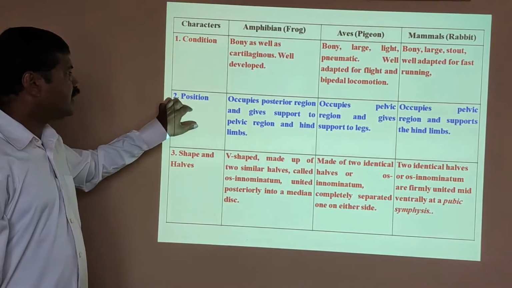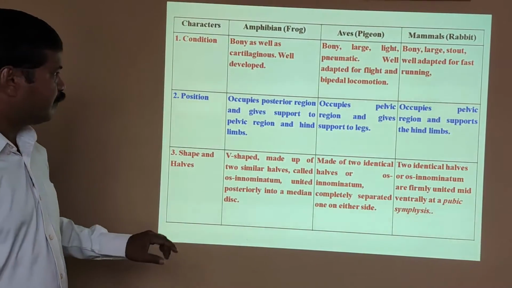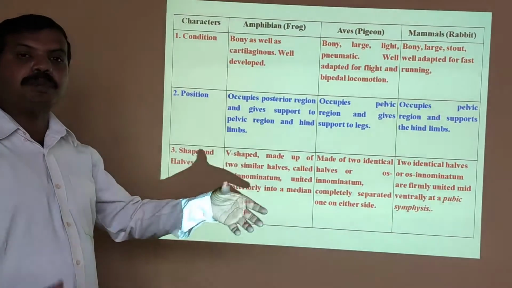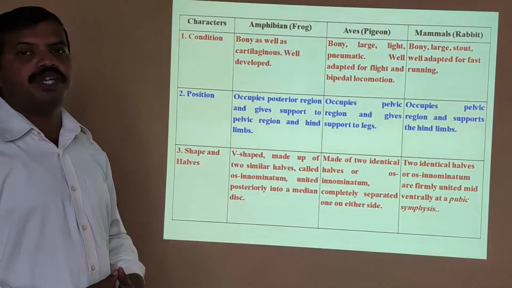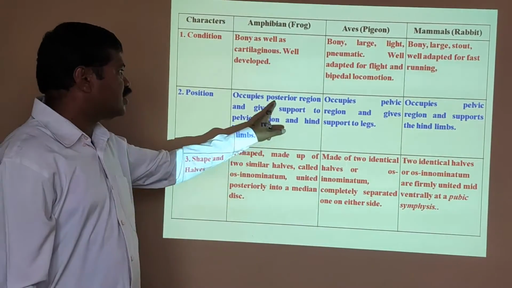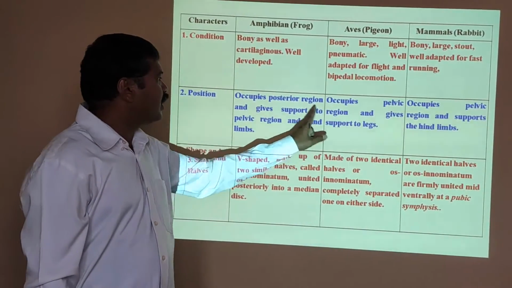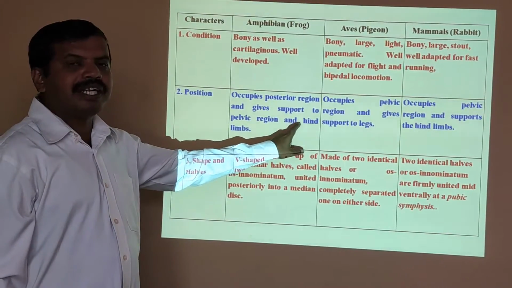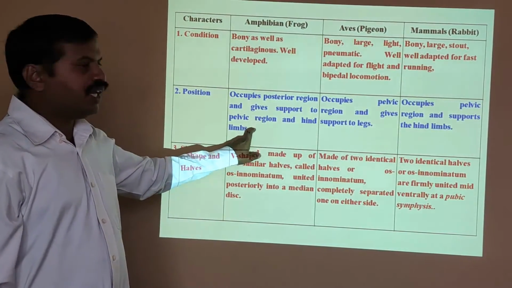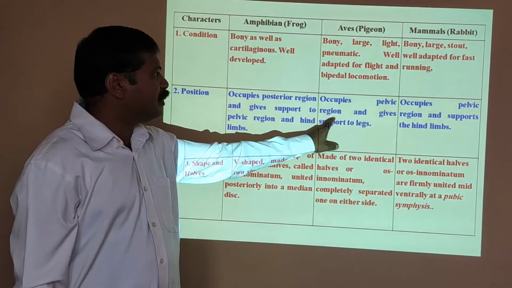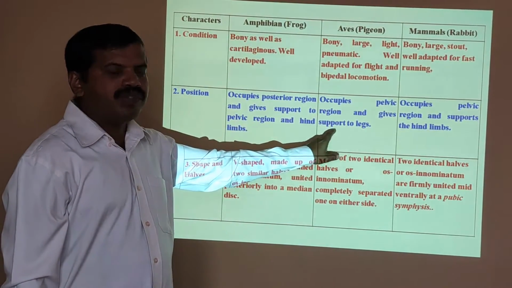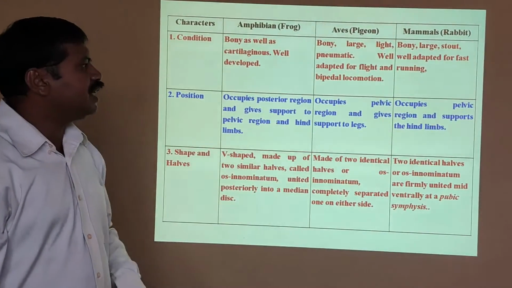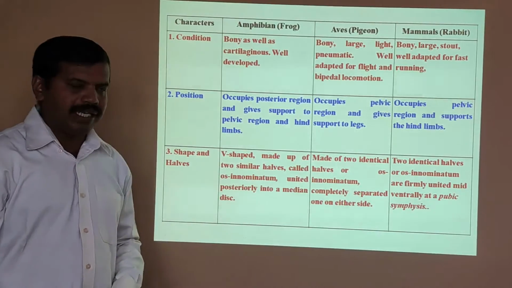The second point is the position in the body. As far as the pelvic girdle is concerned, invariably it occupies the posterior end of the body. It occupies the pelvic region, gives support to it, and is meant for the attachment of the hind limbs. In the same way, in mammals, it occupies the pelvic region and supports the hind limbs.